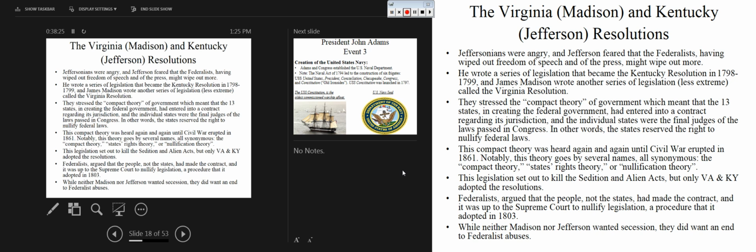What these resolutions did was stress an idea, and I want everybody to hang in here with me and pay attention. It stressed the idea of the compact theory. This is an idea that these states freely joined the Union and they agreed upon concurrent shared powers. And if there was a law infringing upon the powers and rights of the states and the people, then that state should have the right to find that law nullified and void. Okay? So we call that compact theory the states' rights theory, or we call it the nullification theory.